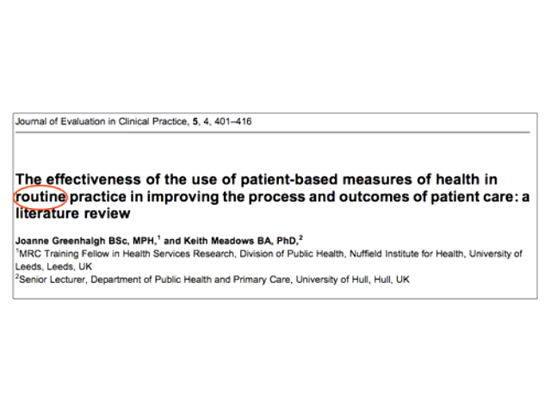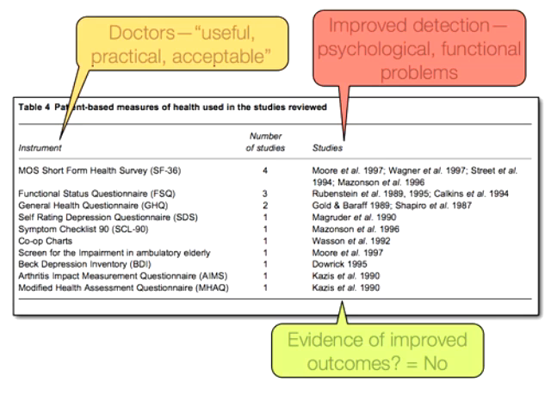The first was from 1996 from Greenhalgh and Meadows, and their paper called The Effectiveness of the Use of Patient-Based Measures of Health in Routine Clinical Practice for Improving the Process and Outcomes of Patient Care. What they did is a systematic review of all the controlled clinical trials that compared routine use of outcome measures to standard clinical care. At that point, they found 13 studies.